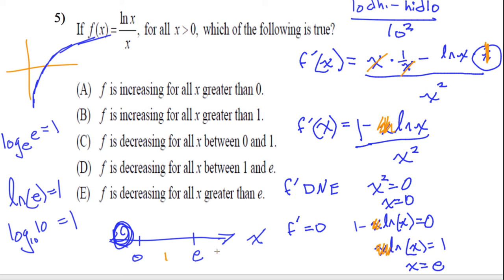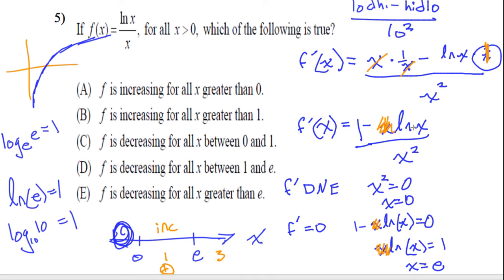So we can try 1 and we can try 3, though. When I try 1, I'm going to get natural log of 1. Natural log of 1 is a negative number. So it's going to be 1 minus a negative, which is a positive. It's going to be a positive over a positive, which is a positive. Therefore, this is increasing.